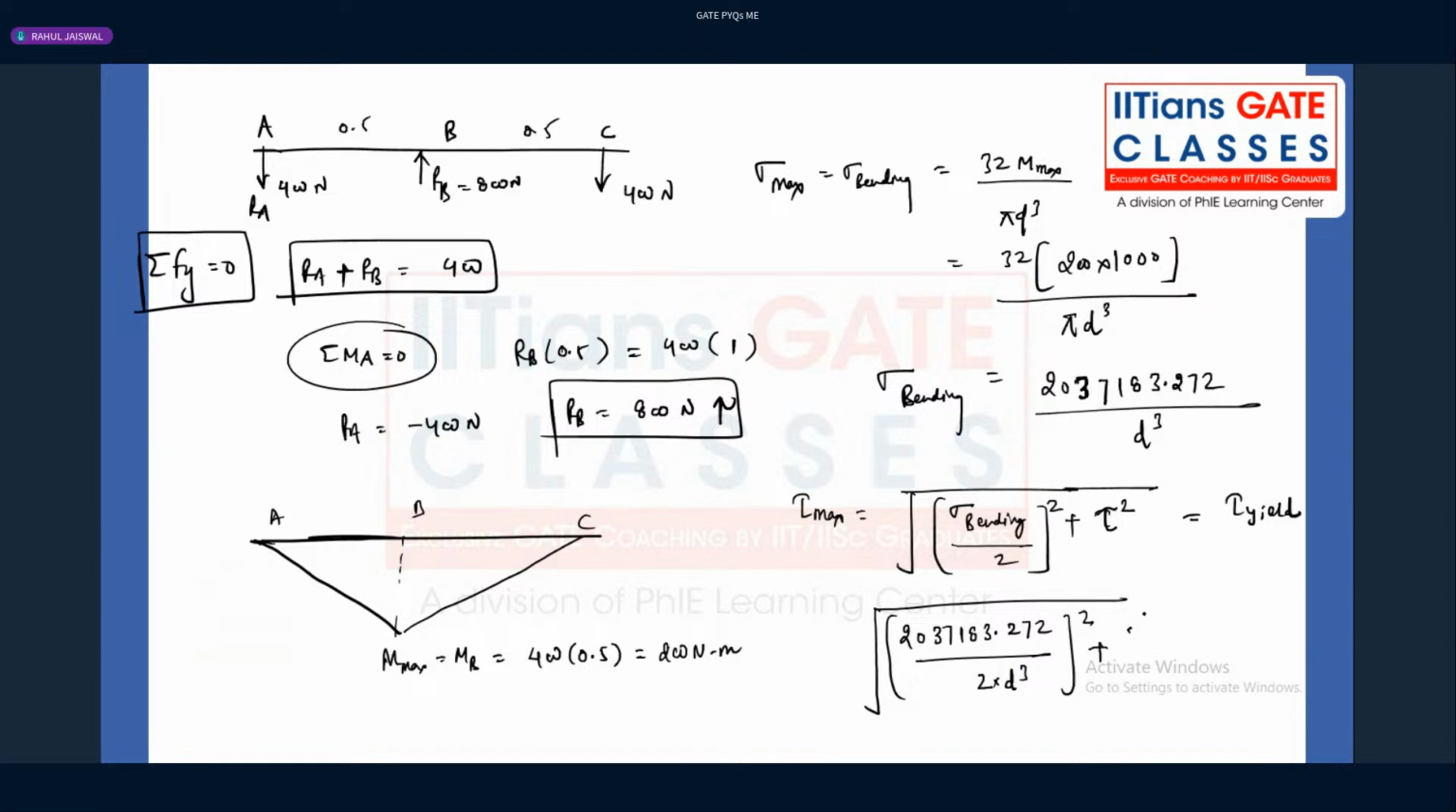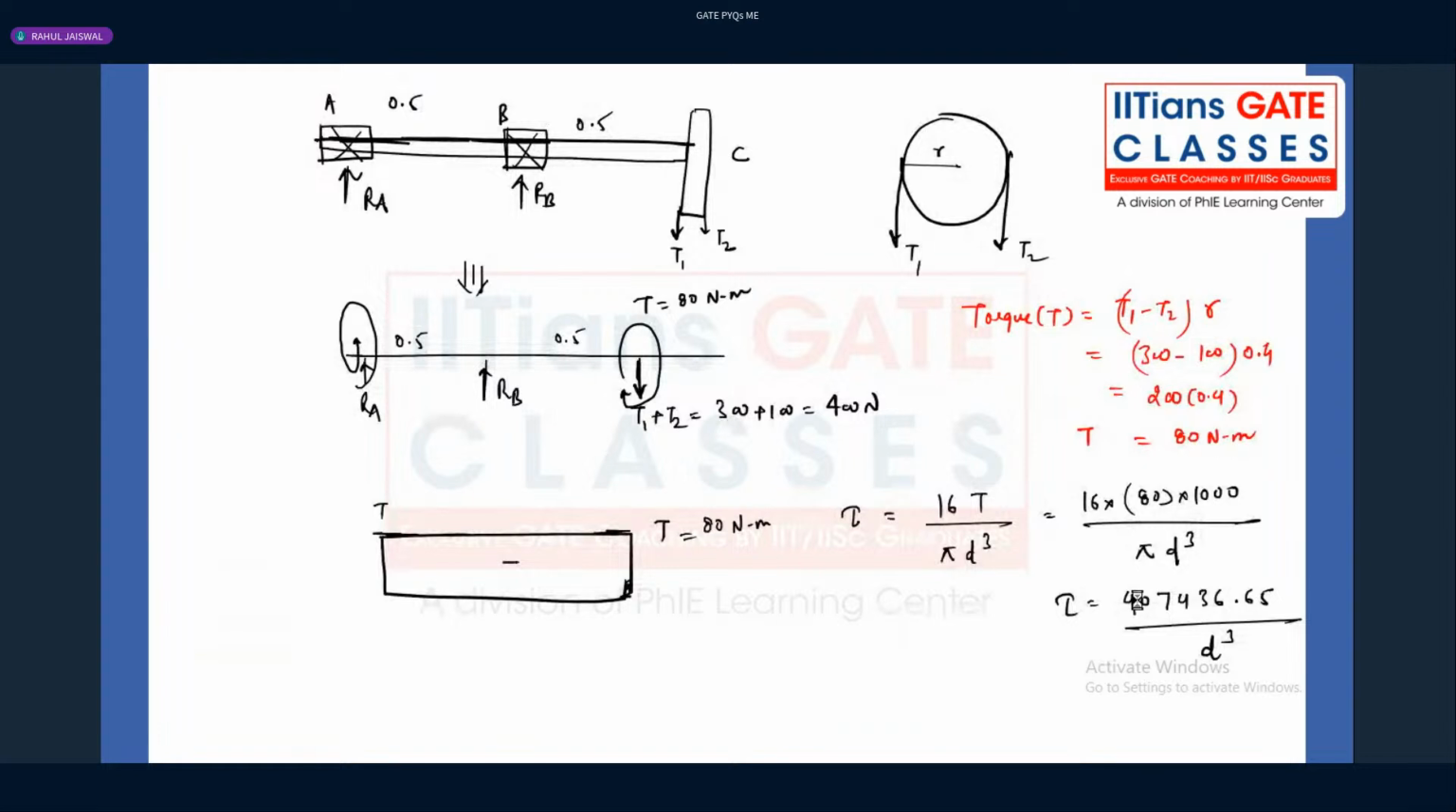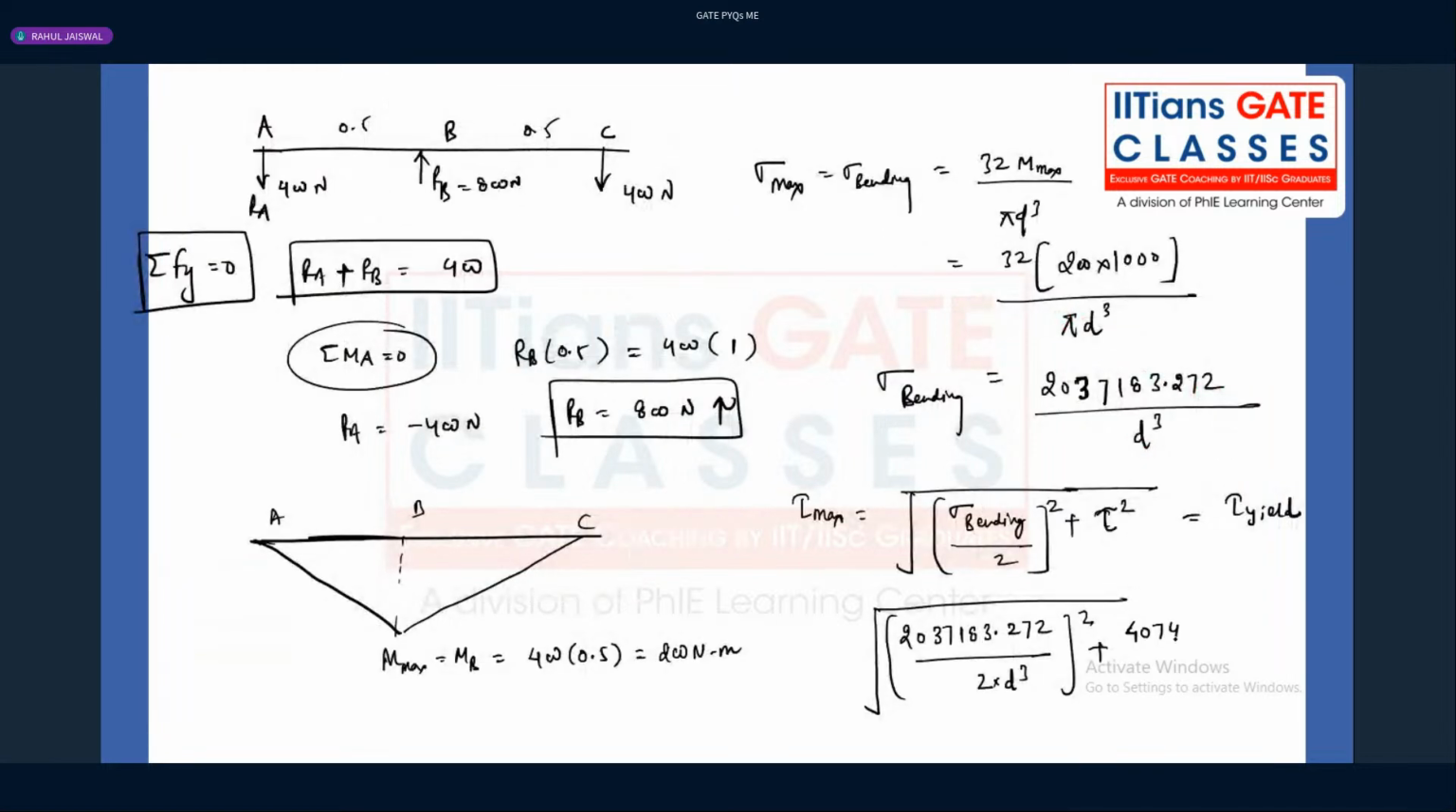What is the value here for tau? 407436.65. dq whole square, which is equal to 80 megapascal.